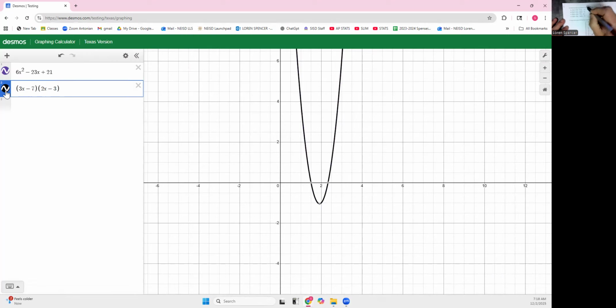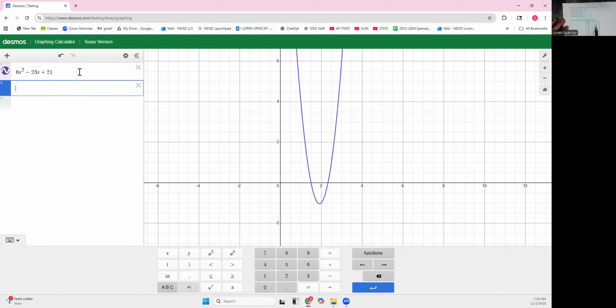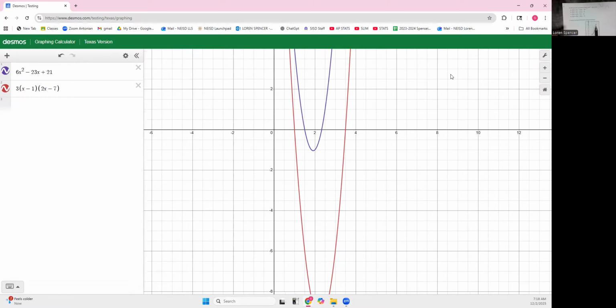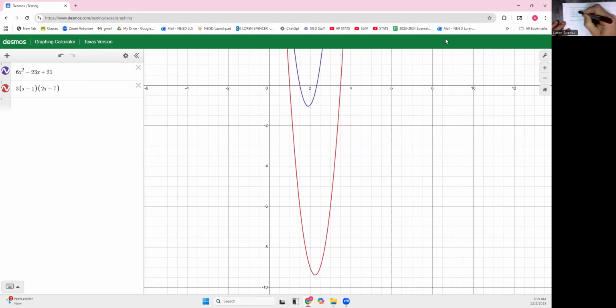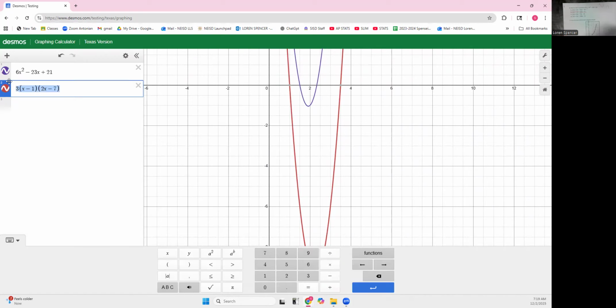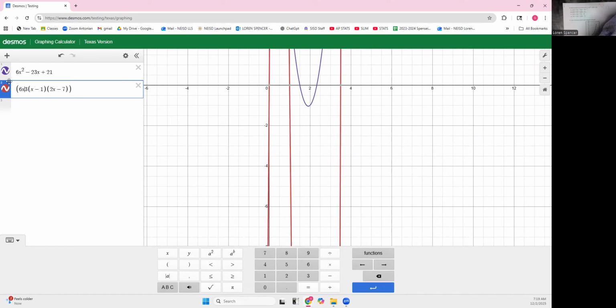So we know it's going to be A, but just to show you the one that doesn't work, I'll do the one below. I'm going to do a couple of others just to show you that they don't work. So keeping the purple one, because that's our original, we're going to go 3 parentheses x minus 1, and then we're going to put in 2x minus 7, and we can see that the red one does not lay directly on top of it, so it can't be B. Going to the next one. And the next one is parentheses 6x minus 7.